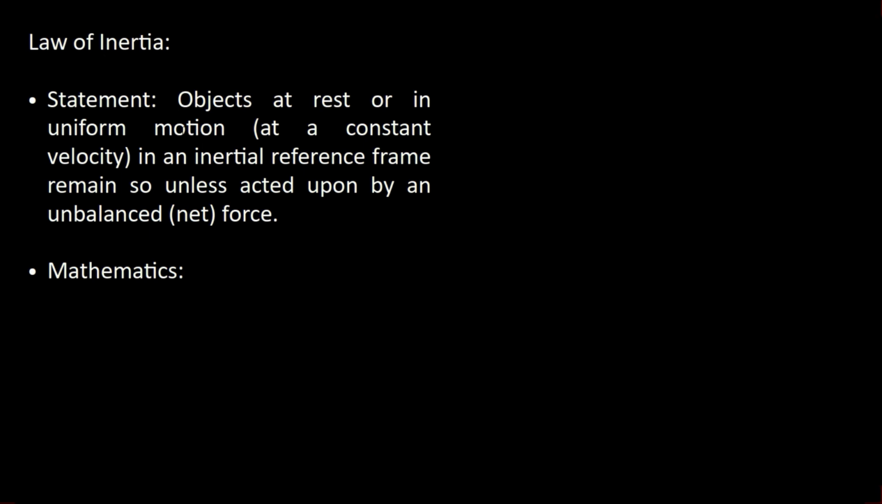Object at rest or in uniform motion, that is at a constant velocity, no change in direction and no change in speed, in an inertial reference frame remains so unless acted upon by an unbalanced force. That's your law of inertia. Again guys, there are keywords like inertial reference frame that we studied in one-dimensional motion. What does inertial reference frame mean?